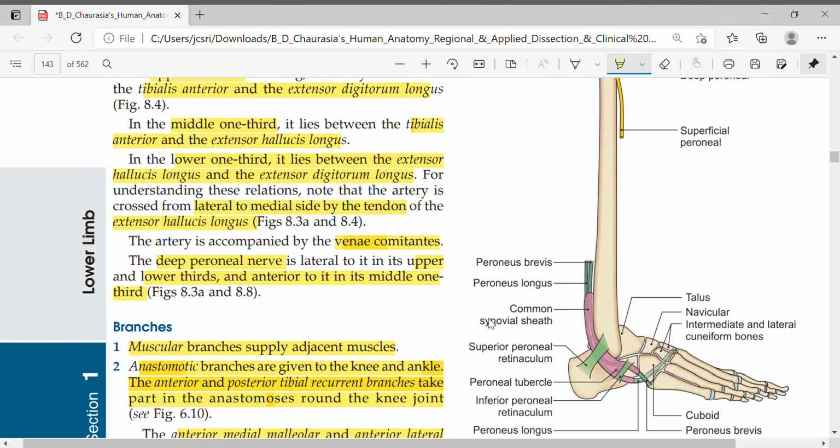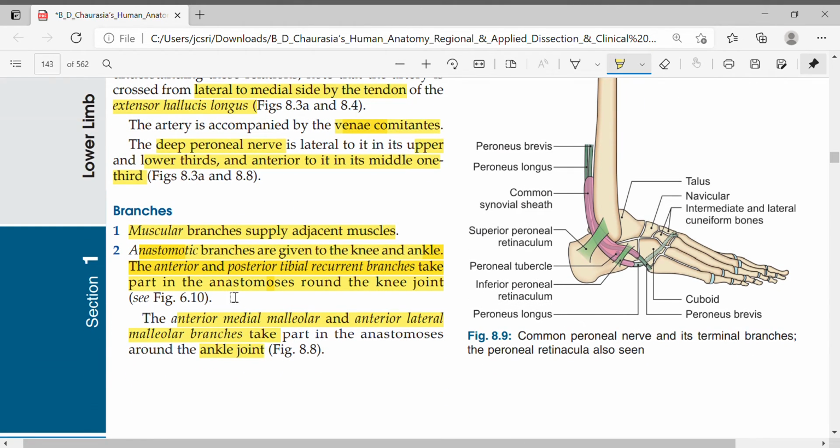Branches: muscular branches, and anastomosing branches from anterior tibial to posterior tibial. Malleolar branches: medial and lateral, the anterior medial malleolar and anterior lateral malleolar branches. So the medial malleolar takes place between the tibialis anterior and the extensor hallucis longus, whereas, sorry, the lateral malleolar takes place between the extensor digitorum longus and the peroneus tertius.